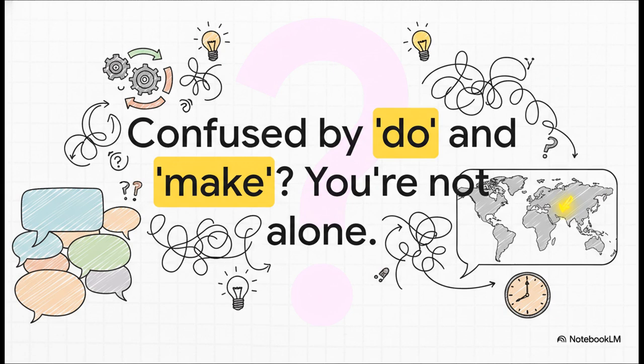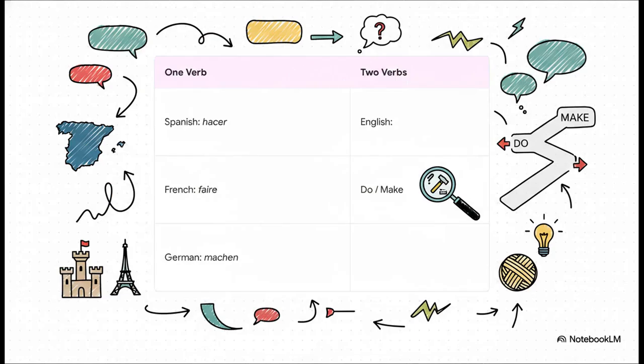And you start to think, why? Why does English need to make this so complicated? Which is a totally fair question, because it turns out English is kind of the weird one here. I mean, just look at this. In languages like Spanish, French, and German, one single verb does the job for both concepts. So yeah, no wonder it feels a little strange. You're being forced to make a choice that, maybe in your native language, you don't even have to think about.